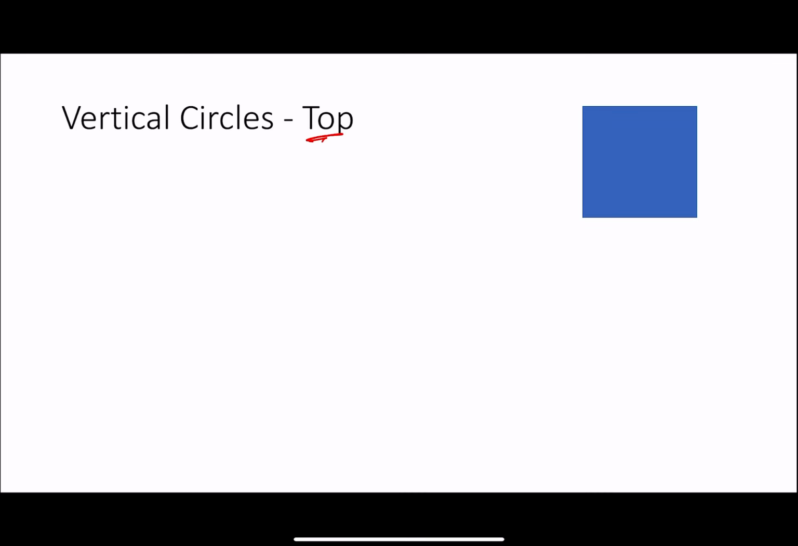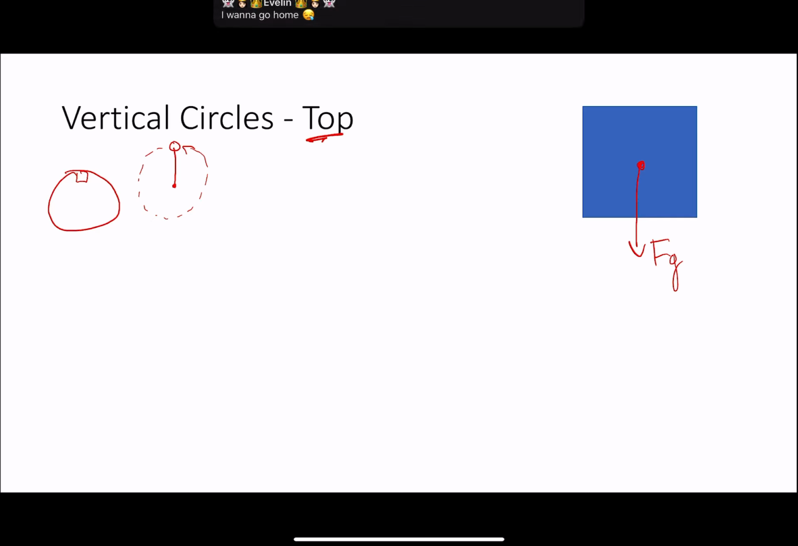If we have a vertical circle and we have an object going at the top, you can imagine a ball on a string moving in a circle and we're at the top of its motion. If I were to draw a free body diagram of this, I would have gravity pulling down. And which way is tension going? Well, tension can't push up. Tension can only pull. Ropes can only pull, right?